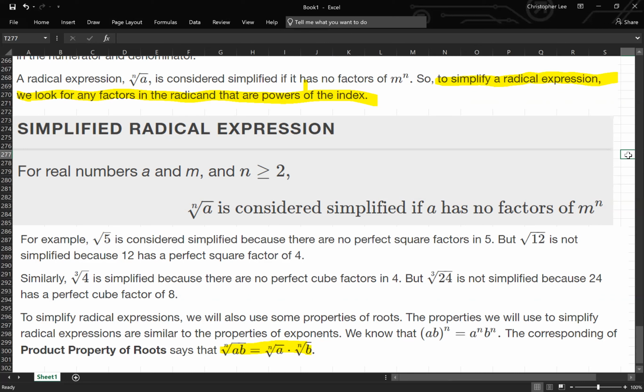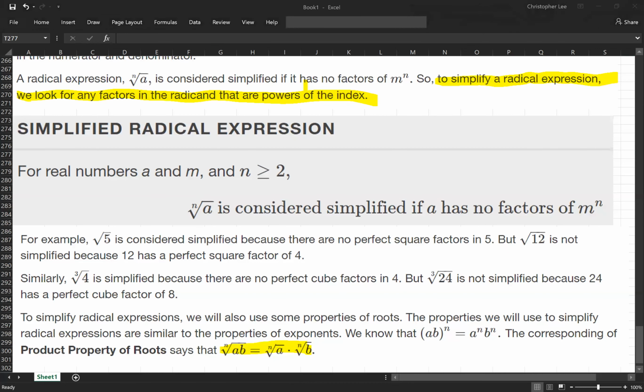So to simplify radical expressions, we will also use some properties of roots. The properties we will use are similar to the properties of exponents. We know that a times b to the n power is equal to a to the n times b to the n. The corresponding product property of roots says that the nth root of a times b is equal to the nth root of a times the nth root of b. This is really important. Remember that. It's an important fact right there.